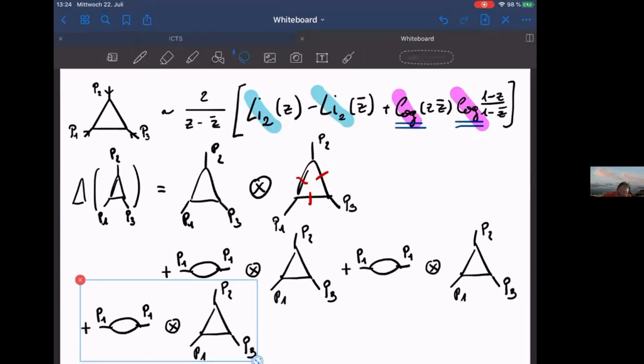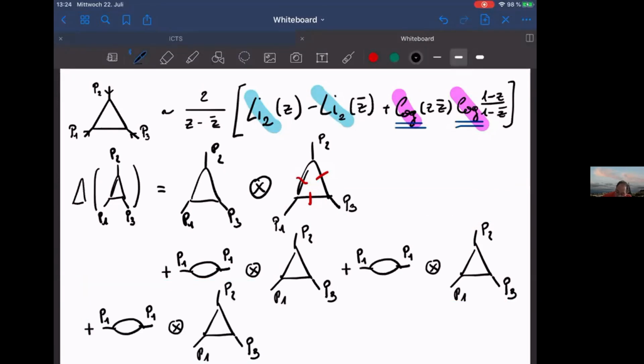So you get three more terms. They all look the same, except that it's a different momentum. And they correspond to, on the other side, the three cuts that correspond to the momentum that is in the first entry. So yes, the collection there has an interpretation in terms of Feynman diagrams.